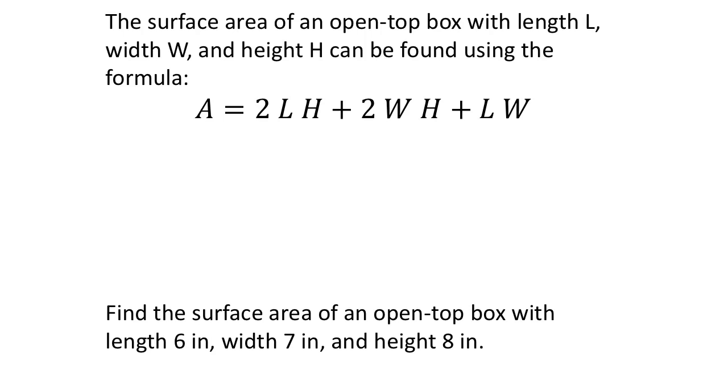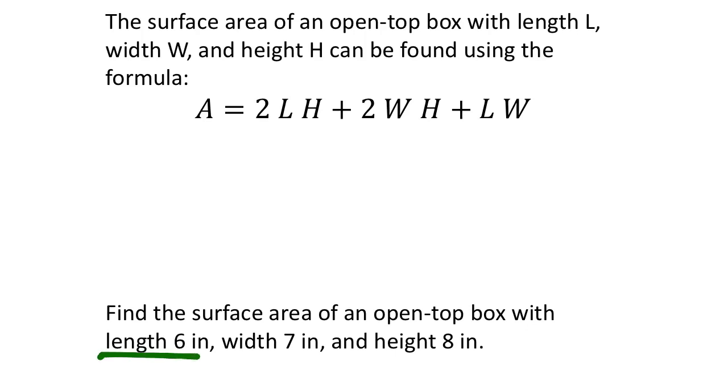This is a formula for the area of an open top box. Now it says L is length, width is W, height is H. So we know what to replace these values with. So let's look here. At the bottom it says find the surface area of an open top box with a length of 6 inches, width of 7 inches, and height of 8 inches.